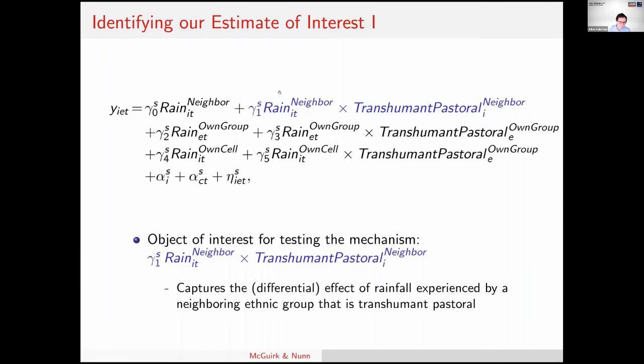Okay, perfect. So here's our main specification. We have our conflict indicator again. Here's average rainfall in the nearest neighboring ethnic territory, interacted with the THP score of that neighbor, okay? So that's capturing the differential effect of rainfall experienced by a neighboring ethnic group that is transhuman pastoral.